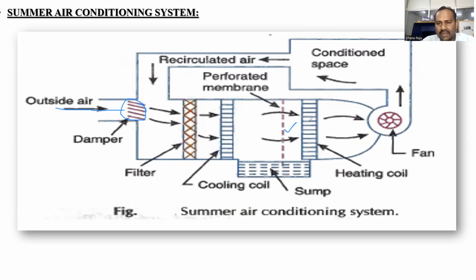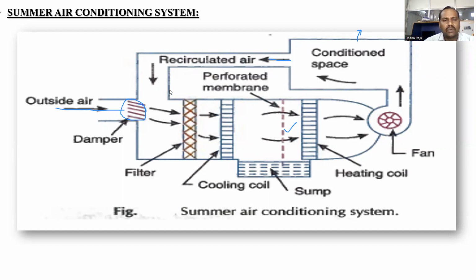Then we have a reheating coil, a fan, and this is called the conditioned space. After circulation, some amount of air is removed to the outside through the ventilation system. Then the remaining air is taken back for recirculation, right? So these are the main components of summer air conditioning. Any summer air conditioning system mainly contains a damper, filter, cooling coil, dehumidifier, reheating coil, blower, and the duct system. This is called the supply duct and this is called the return duct.